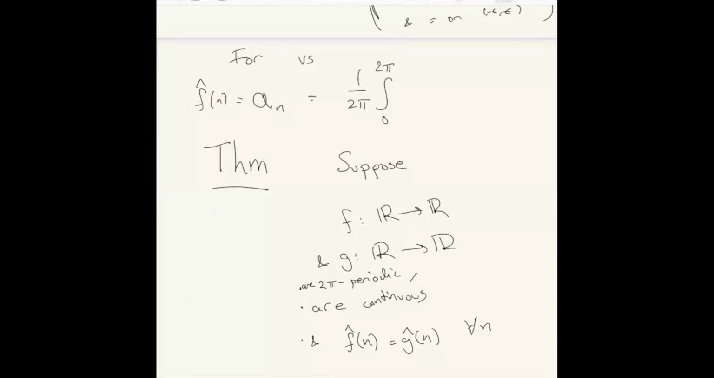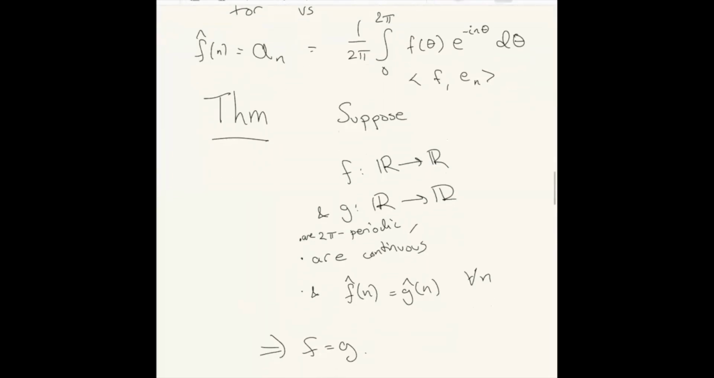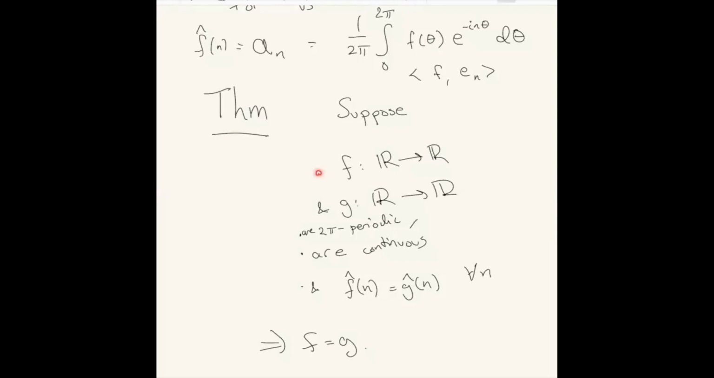So f hat n is equal to a_n, which was defined as the integral of f(theta) e to the minus i n theta d theta. So this is the inner product of f with e to the i n theta, the nth basis element. And we suppose you have two continuous functions that are 2π periodic. If the Fourier coefficients are the same, then the functions are the same. So the Fourier coefficients uniquely determine the continuous function.